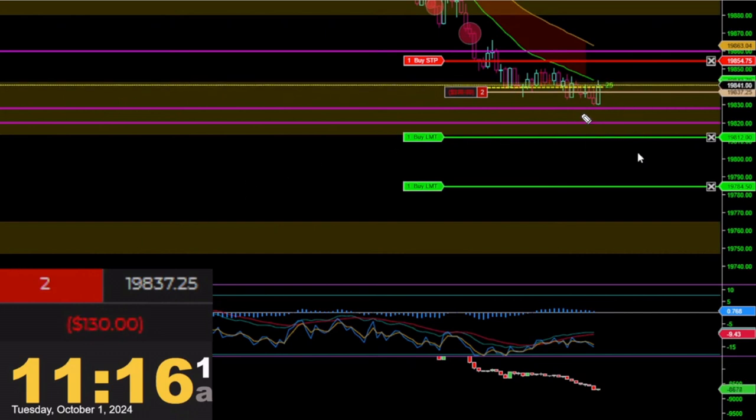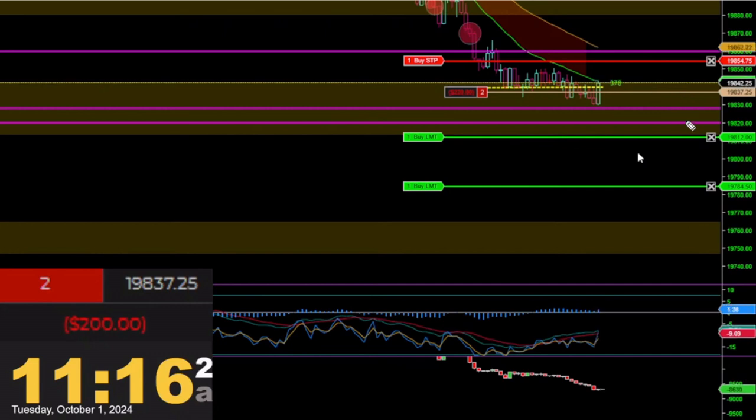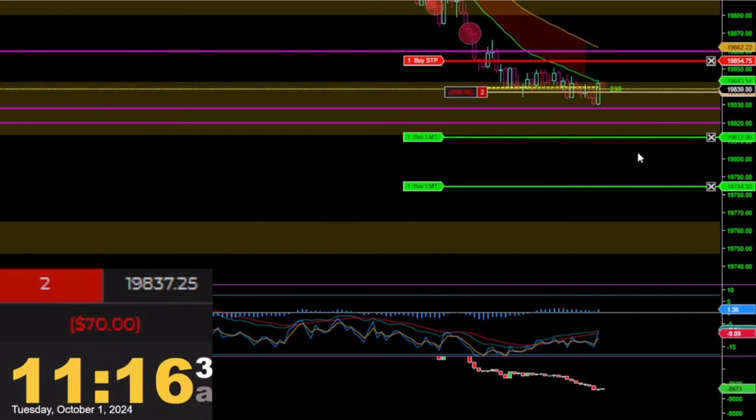Without these levels and these markings and this zone that I drew, you'll be over here scratching your head why it's not moving. So that's why it's good to have a market profile and do your marks and do your homework every day, which I do.